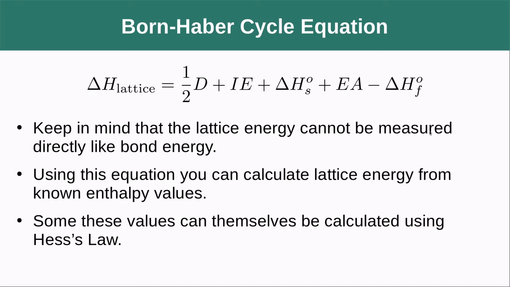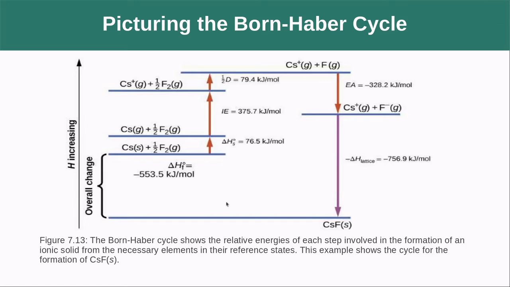Keep in mind that lattice energy cannot be measured directly like bond energy. We have to do several different measurements, or we have to rely on calculating it using the first equation. But we can get at it using this value here. And here is the overall diagram. So what we want to get is to this piece right here. If we're able to add up all of these values and then subtract out this value here, we can get this missing piece here, which is the lattice energy.